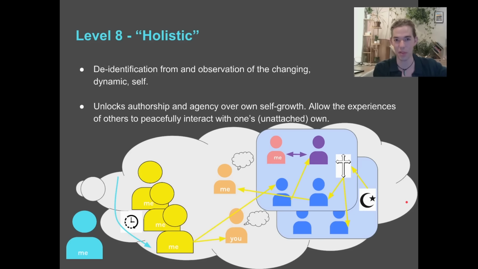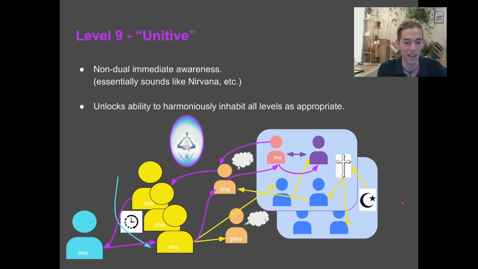So level 9 is the last level. This is the top of the second tier, or rather the third tier, and it's maybe theoretical, and it's basically Nirvana. Basically, level 9 is described as the states of non-dual immediate awareness that people who have meditative breakthroughs reach, and that kind of thing. So this unlocks the ability to harmoniously inhabit all the levels as appropriate.